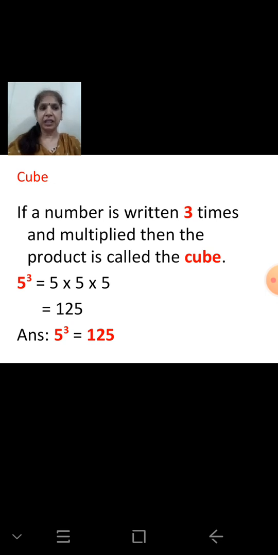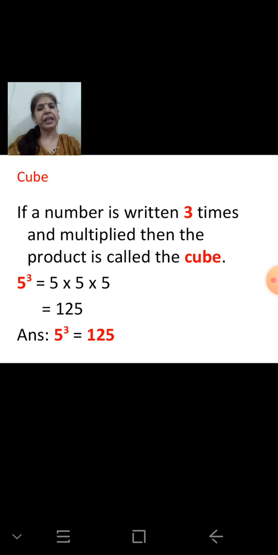But before that, we have also studied squares last time. You were asked to learn by heart the squares from 1 to 20. Now 1 to 25 also you are going to learn by heart. What is the square of 17? 289. Correct. Now we will be learning about cube.